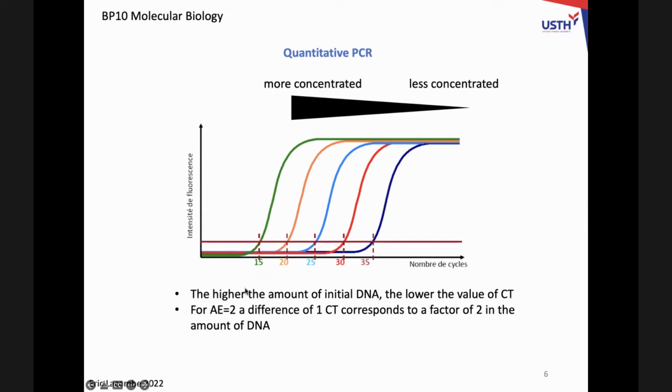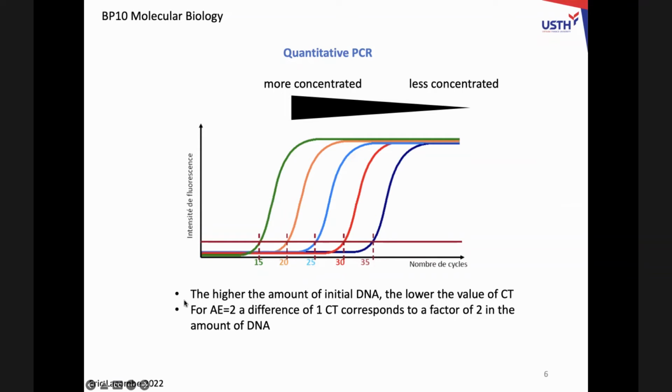And what is happening, which makes sense, is that the number of the cycle at which the level of the signal will be above the threshold will be bigger. So the number of cycles increases when the initial DNA decreases, because you have fewer molecules at the beginning, so you will need many more cycles in order to go above the threshold. Does it make sense for you?